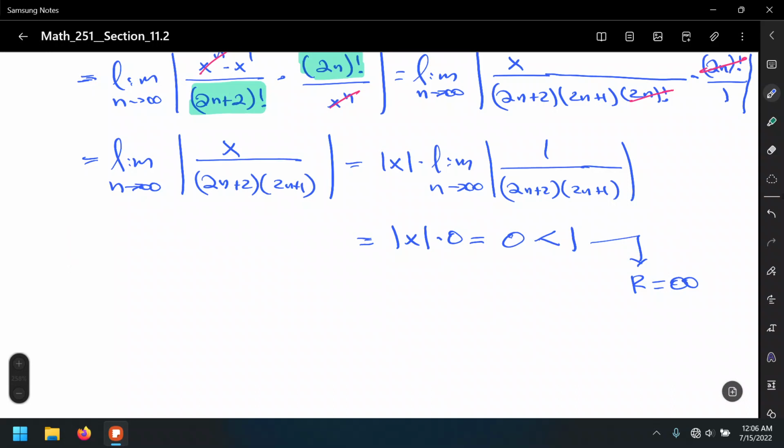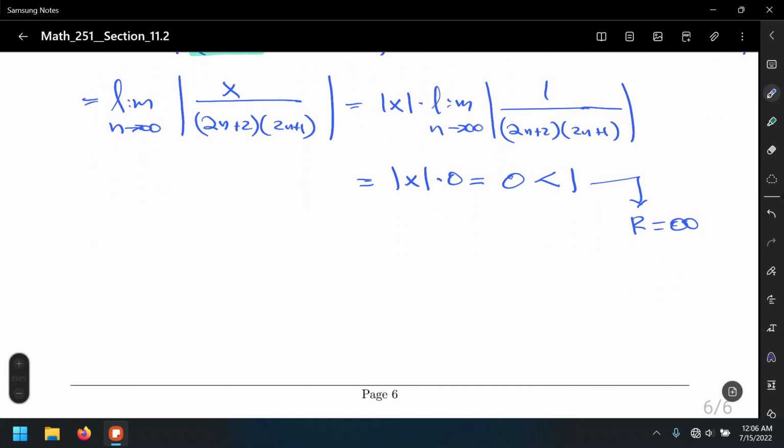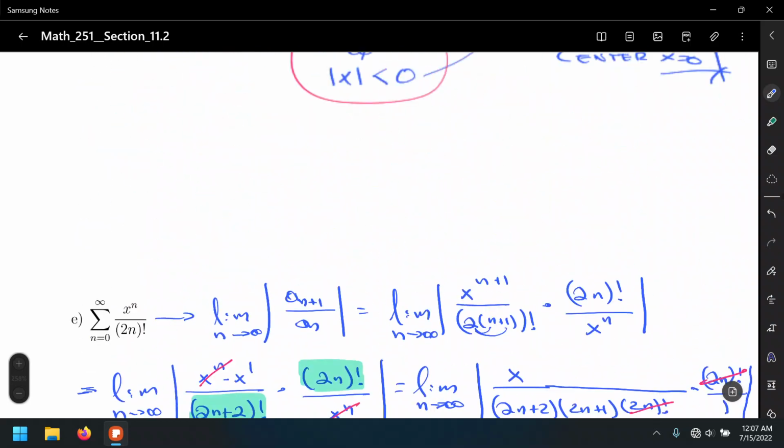What's the other way to explain this? Number one, the limit is 0, so you are standing at a given point. The limit is 0, which means you don't have any limits. How far can you go then if you don't have any limits? You can go anywhere. That's why the radius is infinity, because you don't have any restraints. So the series converges for all x.